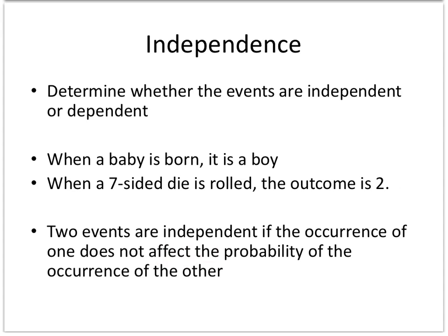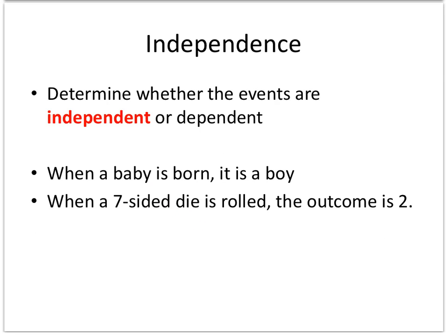Two events are independent if the occurrence of one does not affect the probability of the occurrence of the other. If a baby is born, is that going to affect what you roll on a seven-sided die? I don't think so, right? So they're completely independent of each other. The outcome of one has nothing to do with the outcome of the other.